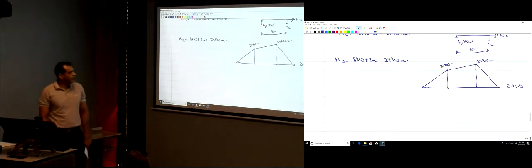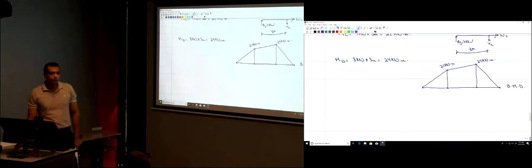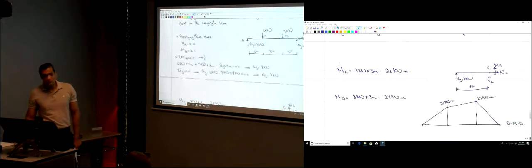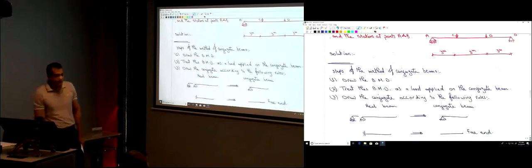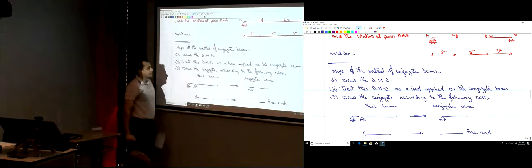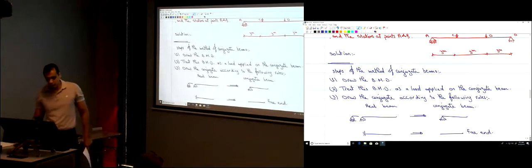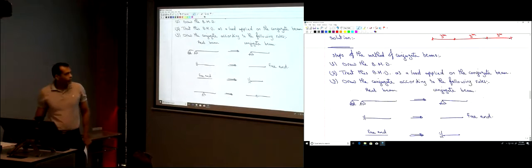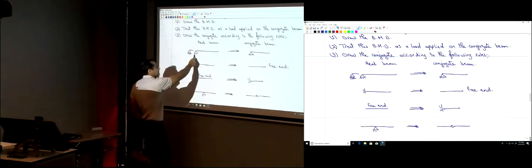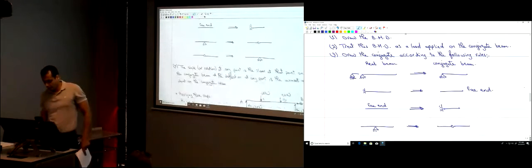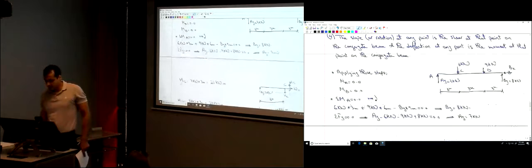Okay? Now we have the bending moment diagram. What would you do with this bending moment diagram? Just follow the steps. We did the first step. We did the bending moment diagram. Treat this bending moment diagram as a load applied on the conjugate beam. Then draw the conjugate beam. How to draw the conjugate beam? When you have a support that looks like this, it remains the same, right? That's the only thing that we have here. Our beam looks like this, okay?